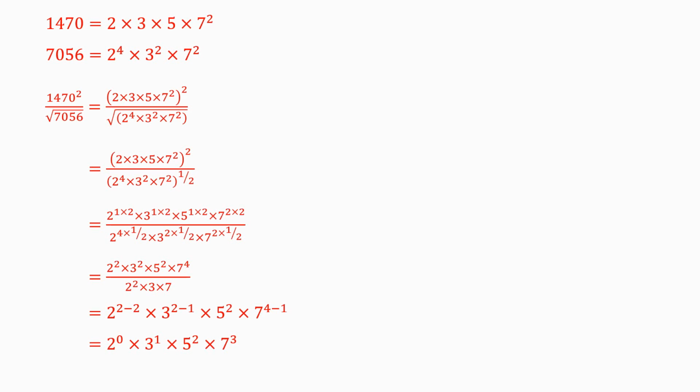But any number raised to 0 is 1, so we can eliminate the 2 raised to 0. Then 3 raised to 1 remains to be 3. So this can be written simply as 3 times 5 squared times 7 cubed. So in terms of the solution in its power form, it's 3 times 5 squared times 7 cubed, or you can rewrite it in the long form where we have 3 times 5 times 5 times 7 times 7 times 7.